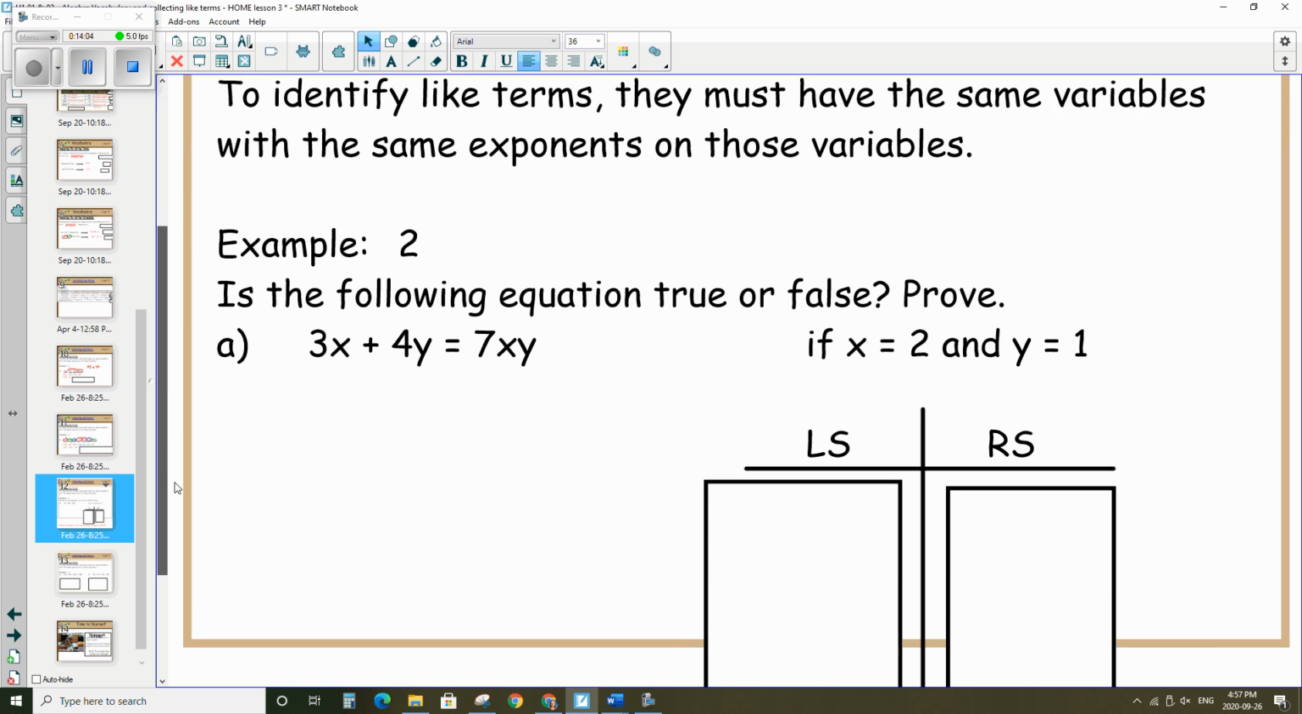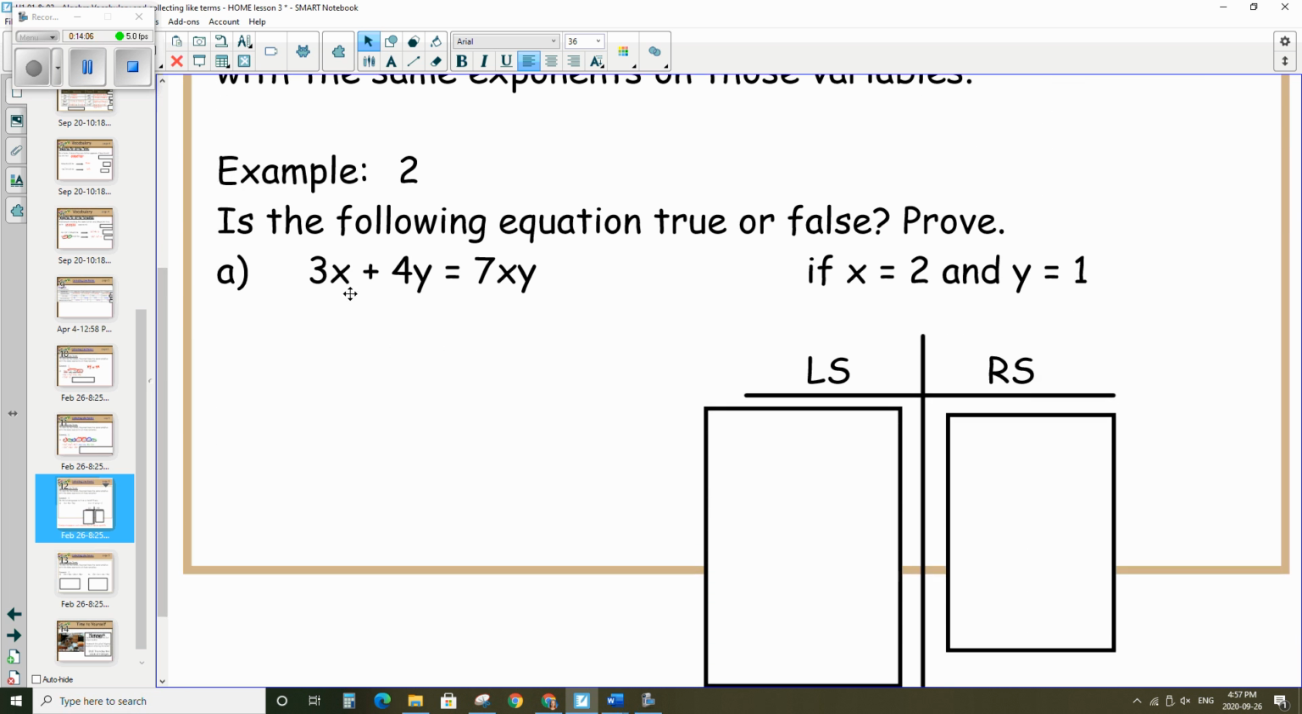Next example, is the following equation true or false? So we're wondering if we add 3x plus 4y, is the answer going to be 7xy? We're going to check to see if this is a true expression. All right, the way we do that is we select values for x and y, and I just chose random numbers, x equals 2 and y equals 1, and I'm going to sub them into this equation and see if the right side equals the left side.